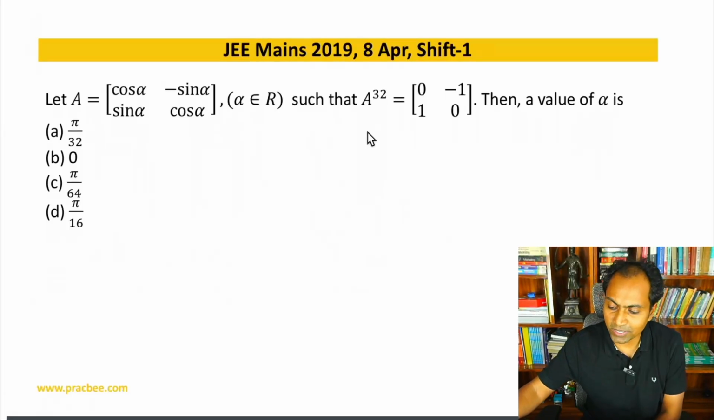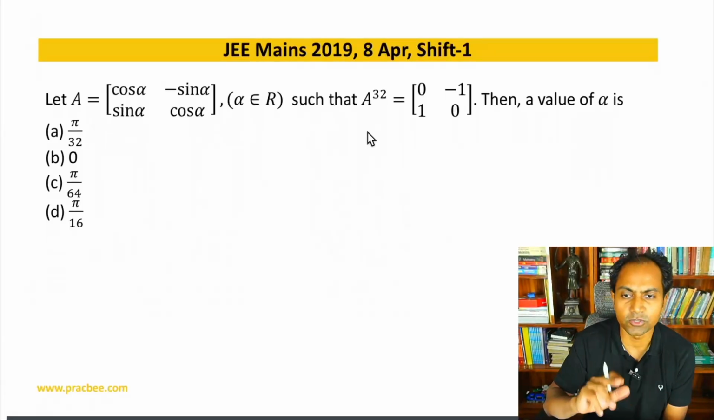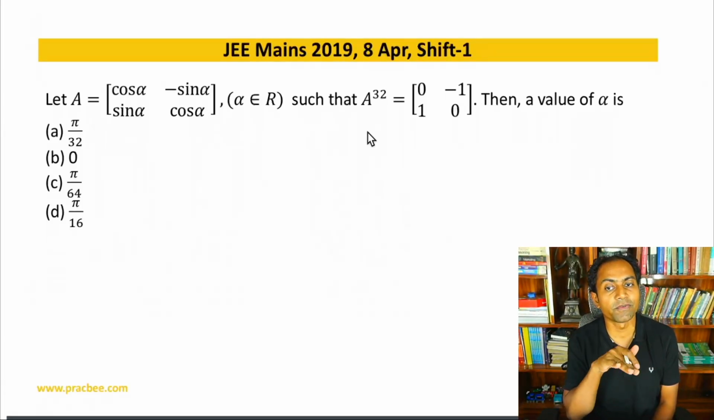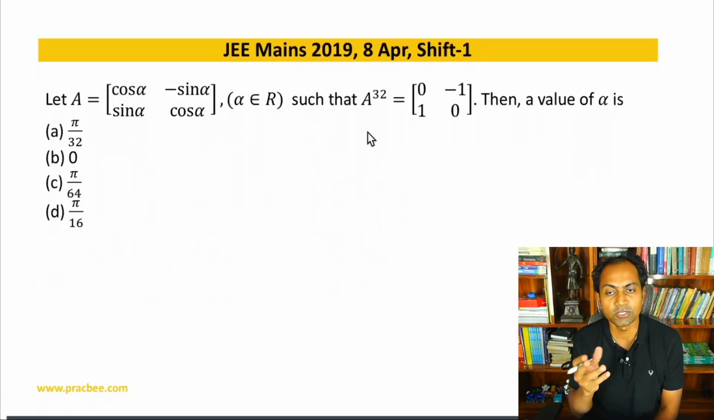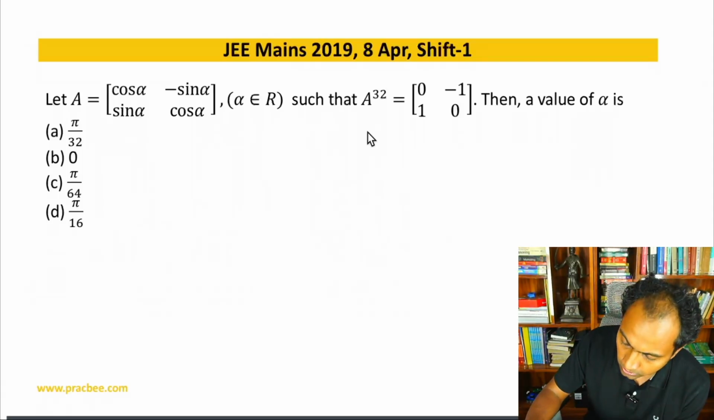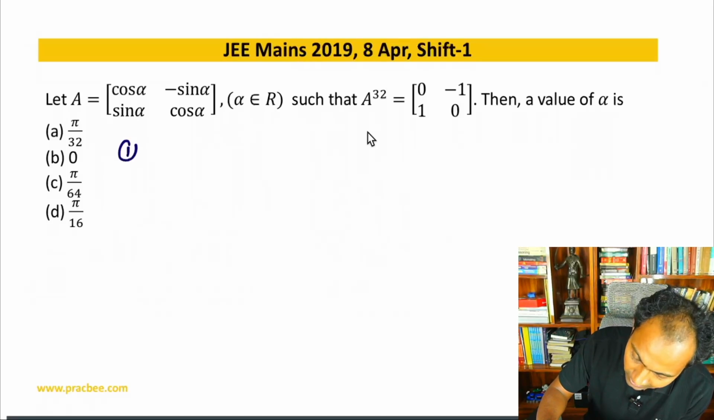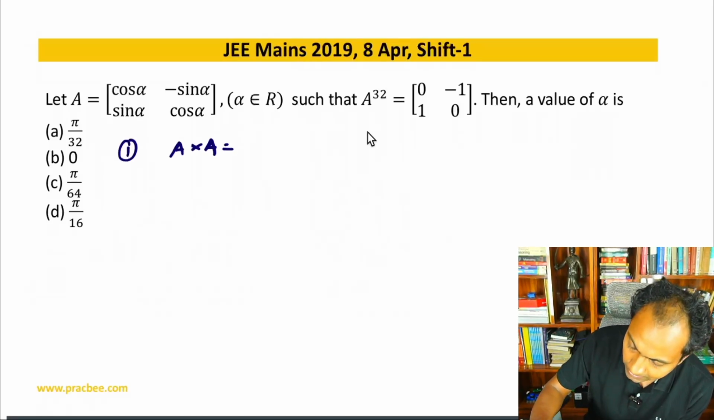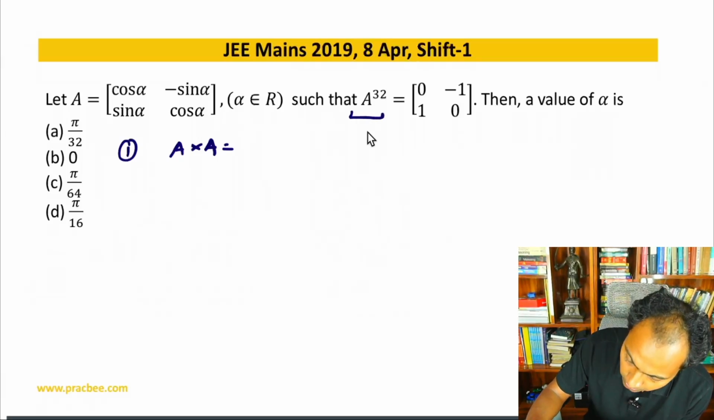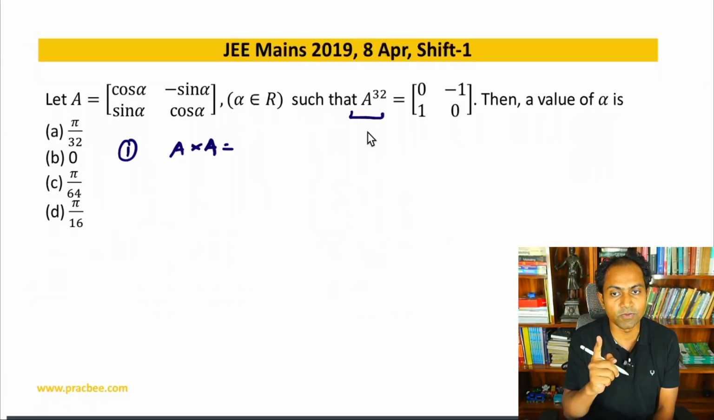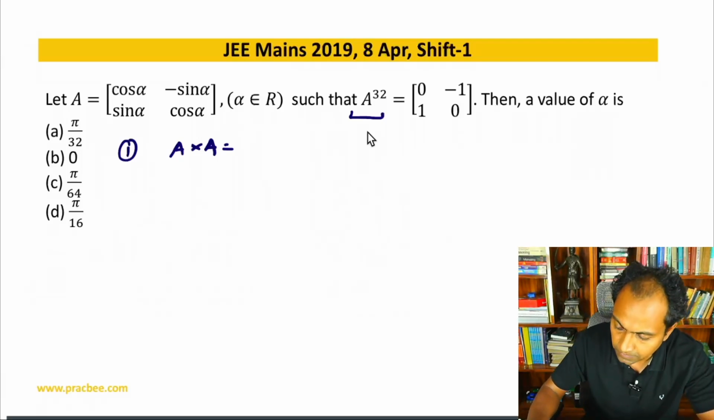Now again, this 2019 question is similar to the previous question. What we did in the last question was, when we figured out A square, we got a pattern. These are all pattern based questions. So here again, if I just find A square, I am going to hit the pattern, and from that pattern I will be able to predict what will happen to A raised to the power 32. This is very important to note because lots of JEE questions are based on these pattern based ideas.